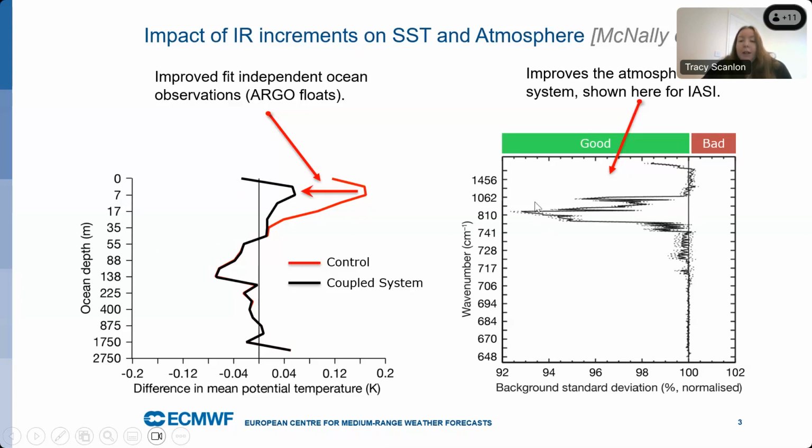So this large peak that you can see, which is going up to almost 8% in a couple of cases, are really surface sensitive observations. So this is showing that if you use these interface observations in a coupled system, you can really see an improvement in the atmosphere as well as the fit to ocean observations. So this is a really good motivation to try it out for different observations.